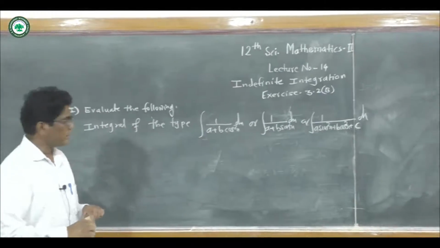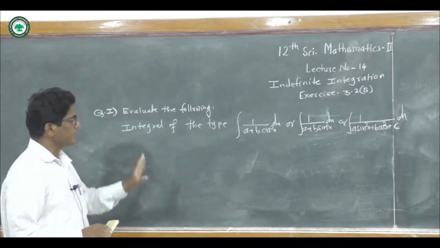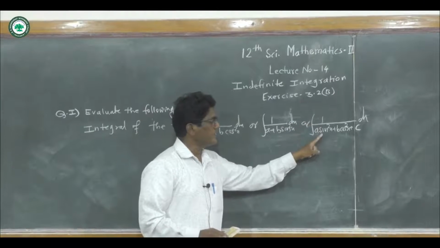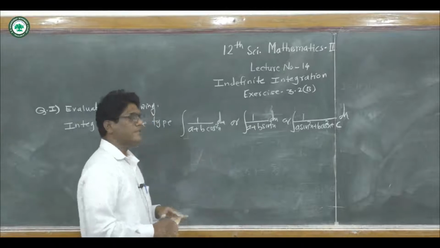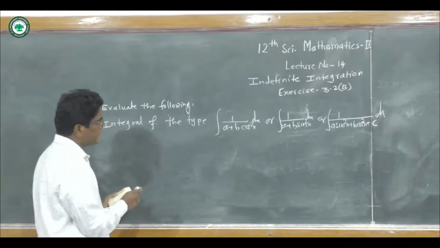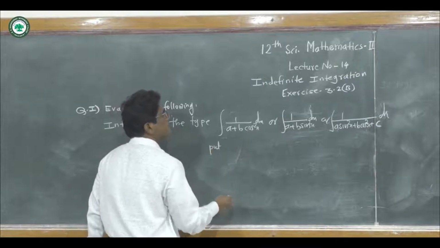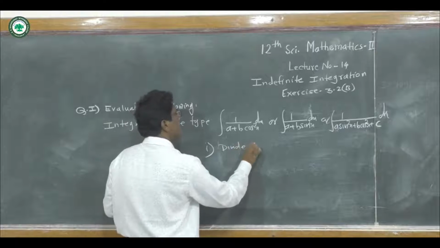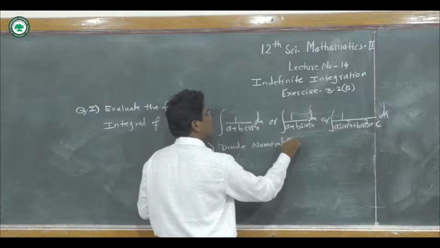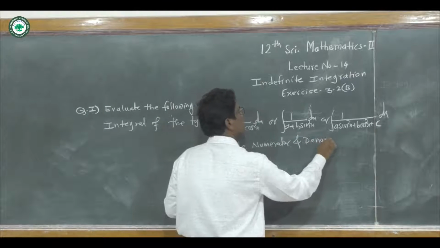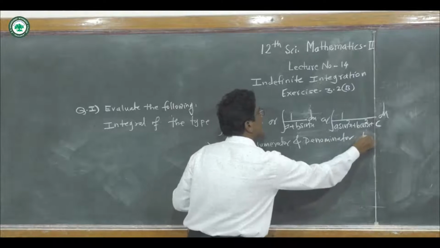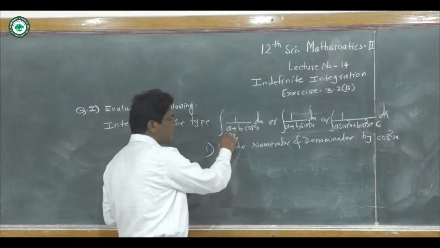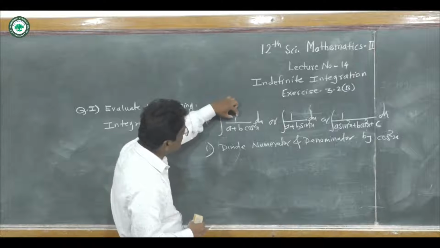We have to solve the next problems of this type, that is integral of 1 upon a plus b cos square x dx, or 1 upon a plus b sin square x dx, or 1 upon a sin square x plus b cos square x plus c dx. When the problem is of this type, the first step is to divide numerator and denominator by cos square x. In the denominator, divide every term by cos square x. In the numerator, 1 is divided by cos square x.